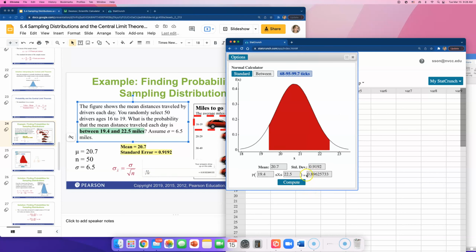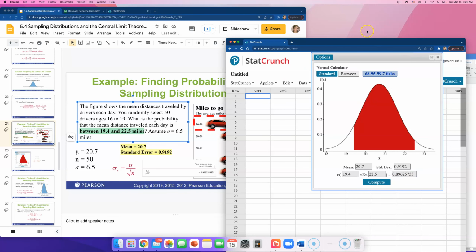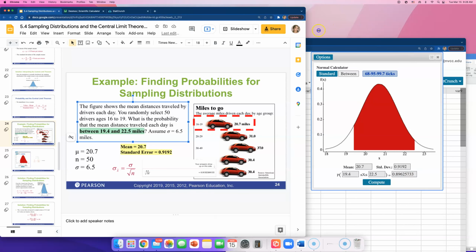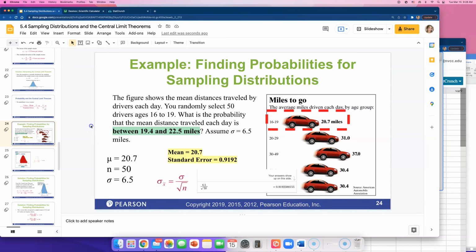Ta-da! The probability of seeing a sample mean that's in between 19.4 and 22.5 miles is very high. About a 90% chance of seeing such an average. So that is how you can do this problem. That is how you can do this example. And I think I took screenshots of these.